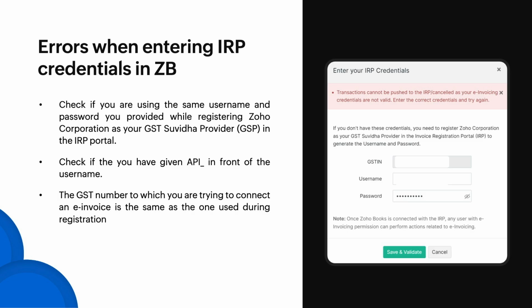So when we registered Zoho as your GSP provider, we will be entering an API username and password, and those are the credentials we should use in Zoho Books while connecting it. The other mandate is that there should be an API underscore in front of your username. Make sure that you have selected the right GST number. Once these details are verified, you will be able to connect to the IRP portal successfully.